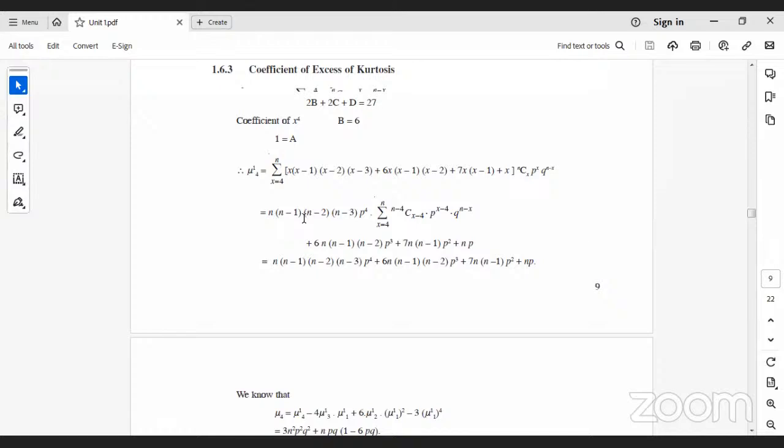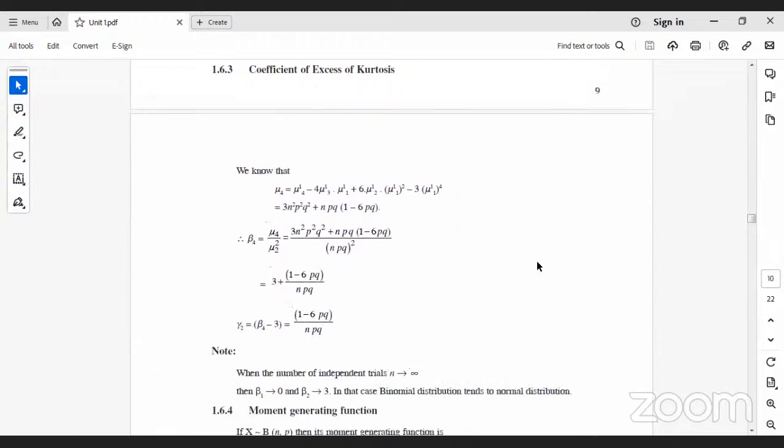So after the simplification here, n into n minus 1, n minus 2, n minus 3, p power 4, plus 6n into n minus 1, n minus 2, p cube, plus 7 into n minus 1 p square, plus np. So these are the basic conditions here.